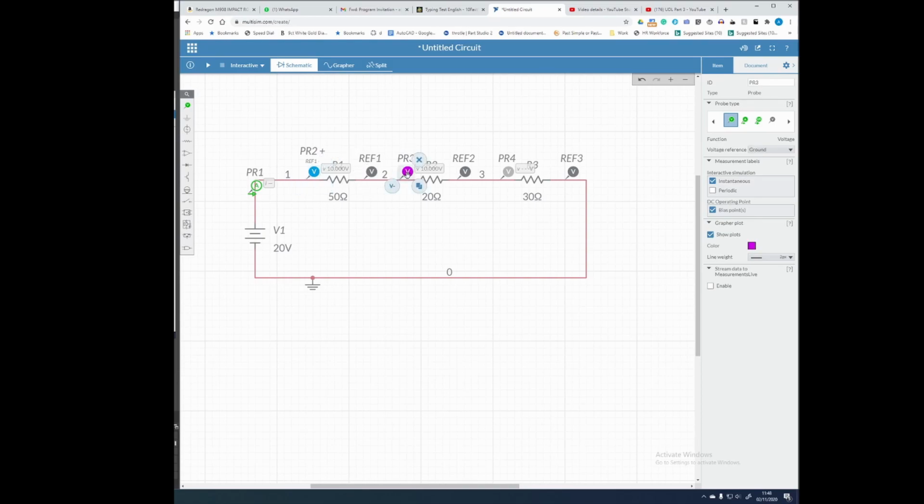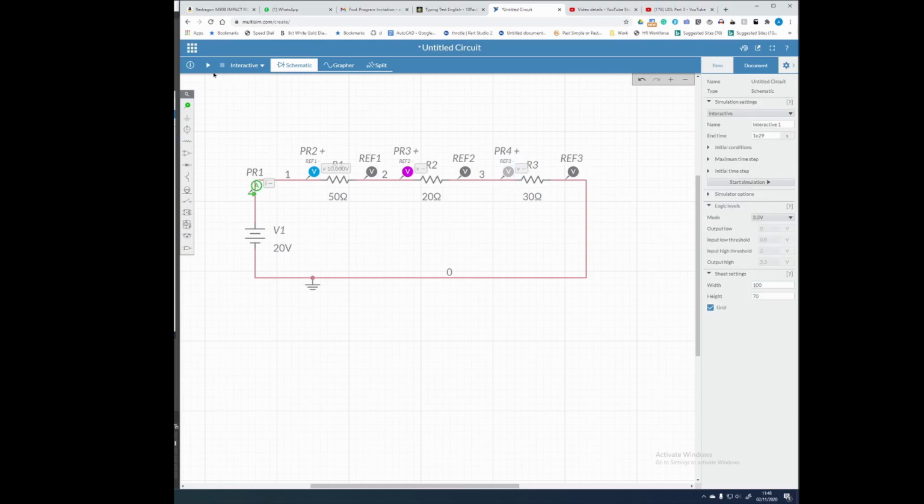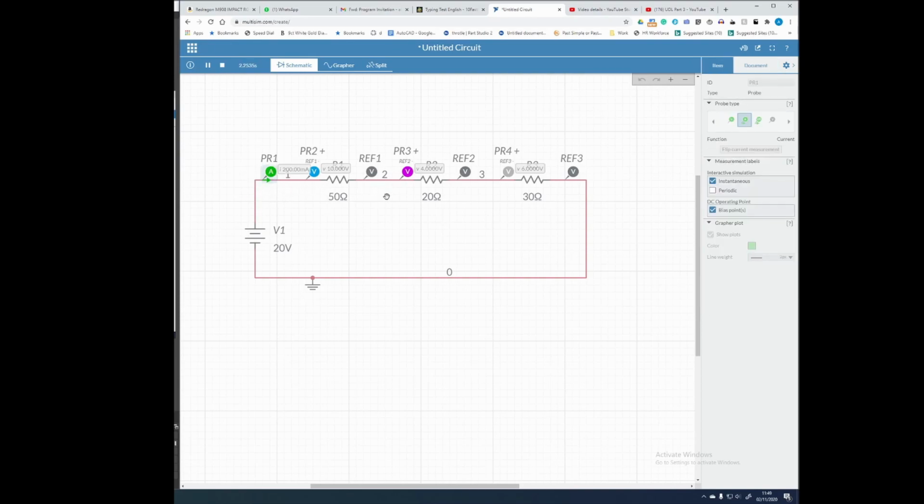The voltage 3 probe is referenced at the minute to ground, but we need to reference it to ref 2, and probe 4 we need to reference to ref 3. That should now, once we simulate it, read 10 volts, 4 volts and 6 volts, just like we got in our calculation, and the current is exactly as we found it in our calculation.